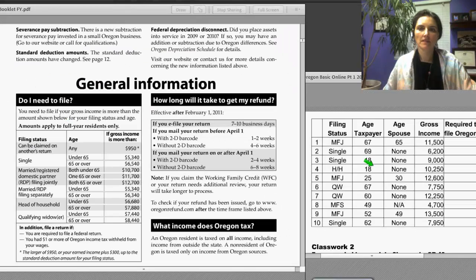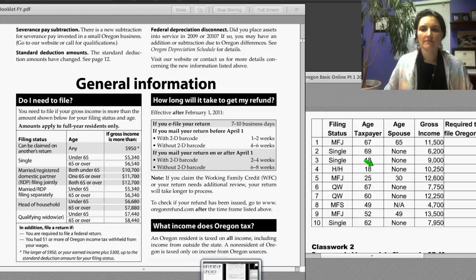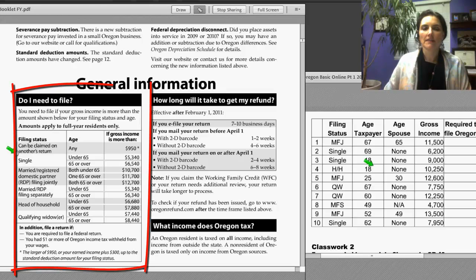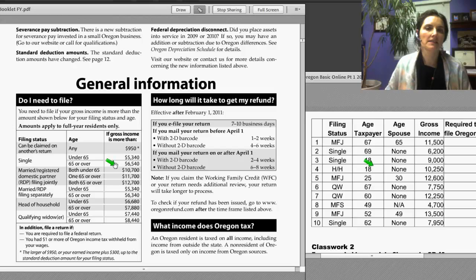I have up in front of you now the booklet for Oregon Full Year Residents. I'm on page 3, and of course we'll just take this together. We're looking over here at the Do I Need to File a Return box, and it shows the filing status, the age of the filer, and the gross income amount. Oregon says you need to file a tax return if your income is more than the amount shown here. This differs from IRS rules, which say if your income is equal to or greater than the amount shown, you need to file. For Oregon, it's is your income greater than the amount shown.